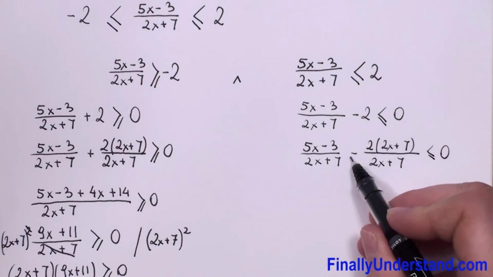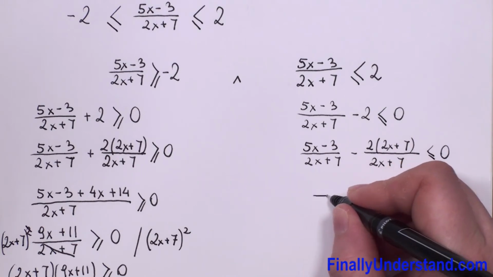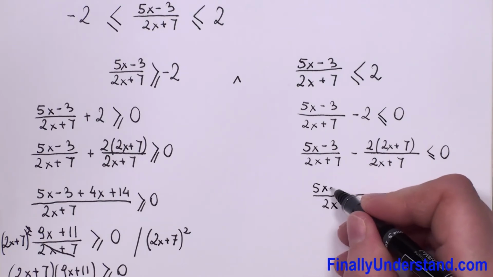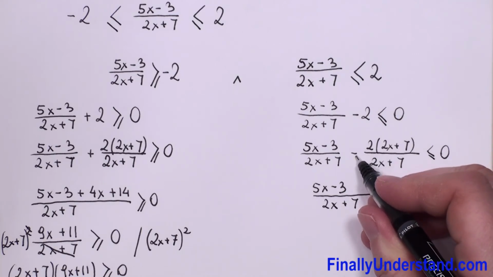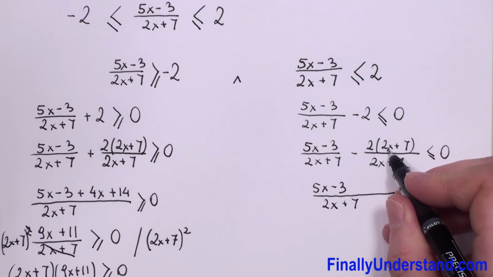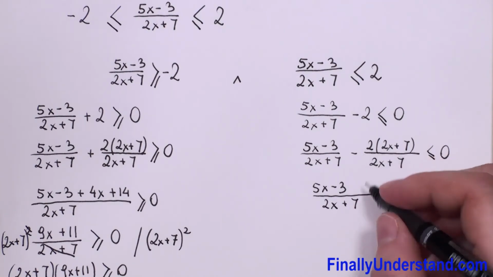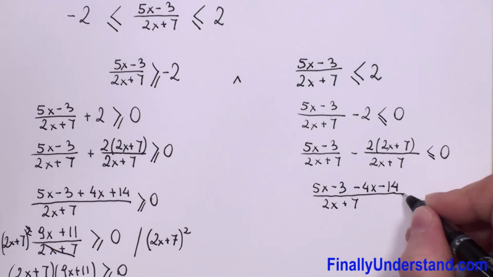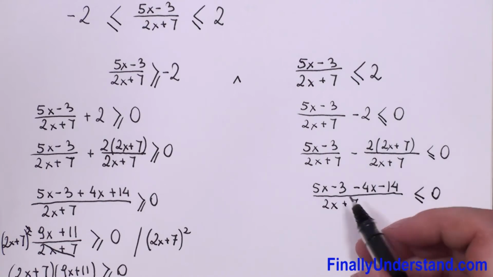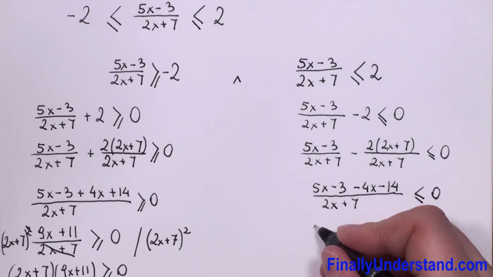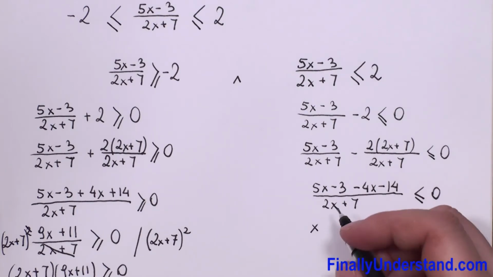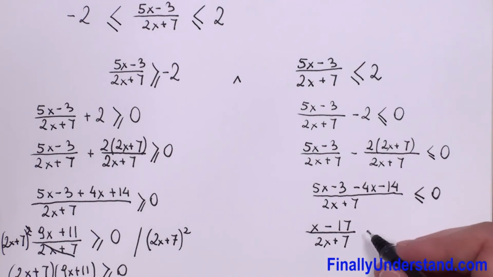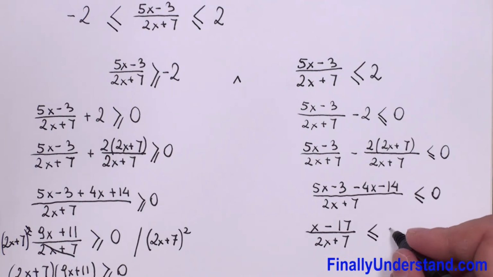Now when we have the same denominator, we can subtract these two fractions. It will be denominator 2x plus 7 and numerator 5x minus 3. We have minus before this fraction, so we multiply each term in parentheses by negative 2. Negative 2 times 2x will be negative 4x. Negative 2 times 7 will be negative 14, is less than or equal to 0. 5x minus 4x is x. Negative 3 and negative 14 is negative 17, over 2x plus 7, is less than or equal to 0.